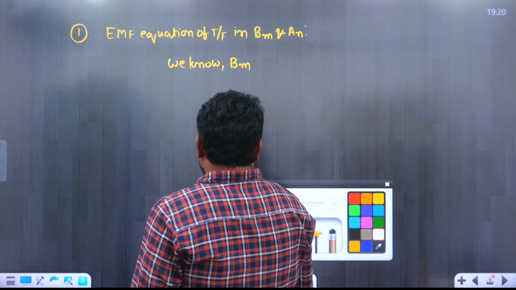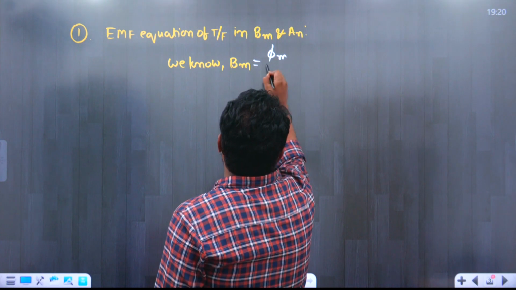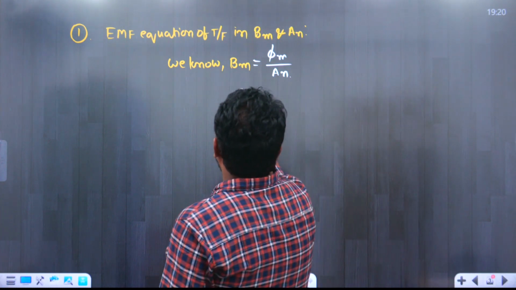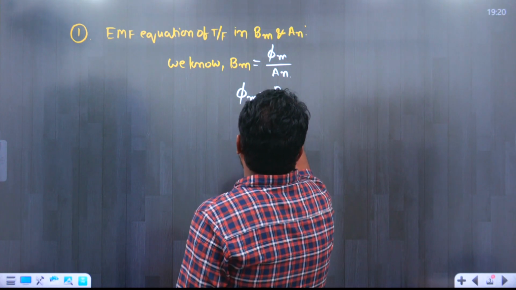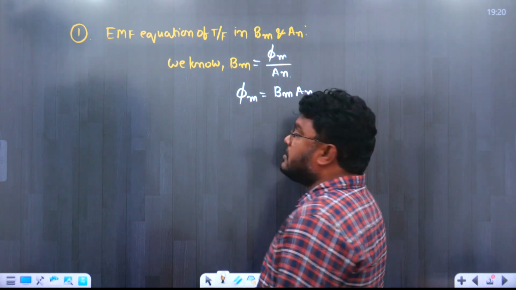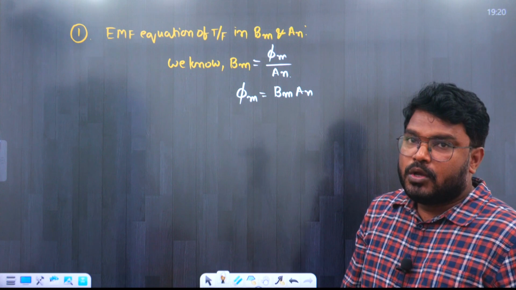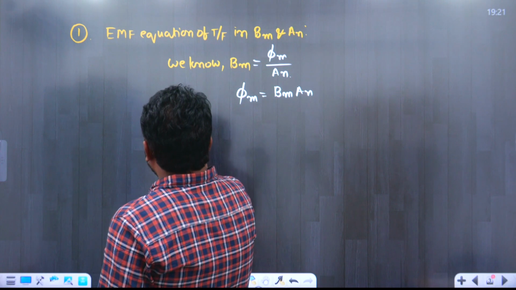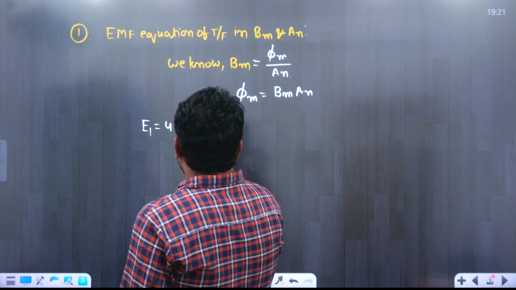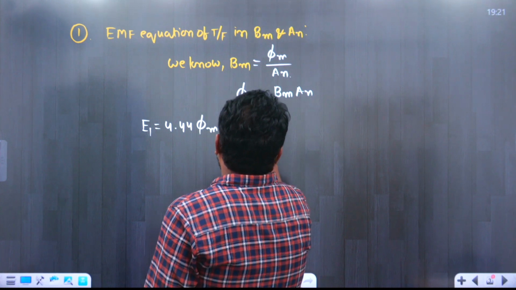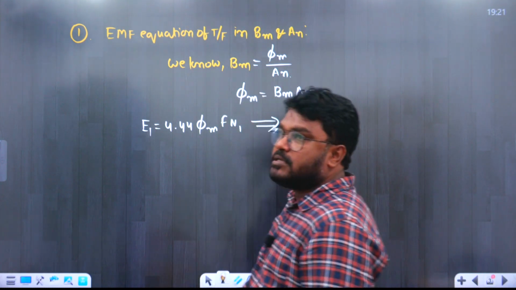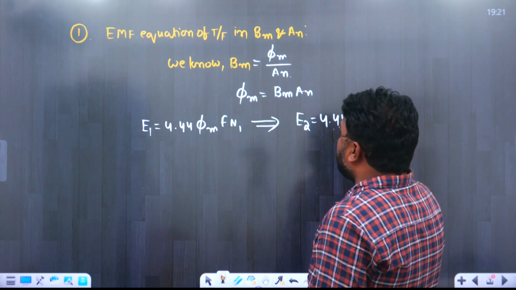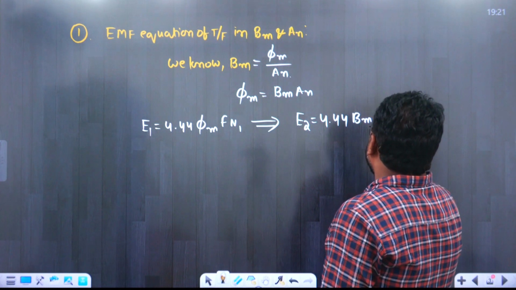So Bm, the maximum flux density of the transformer core, is equal to phi maximum divided by the net cross-sectional area of the core. So phi maximum is equal to the product of Bm and the net cross-sectional area An. We know the EMF equation of the primary winding, E1 is equal to 4.44 phi maximum F N1. Let us substitute this maximum value of the flux.